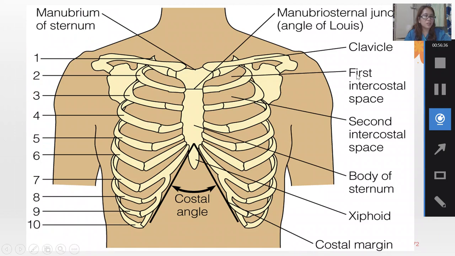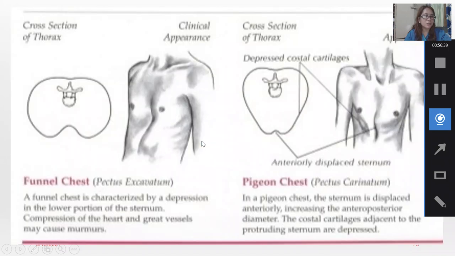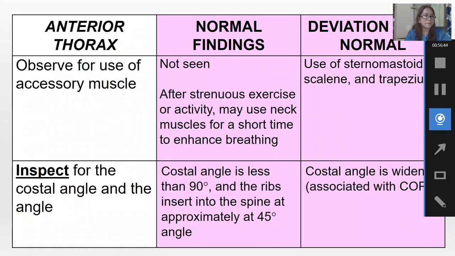So, binalik ko lang din ulit ito para alam nyo yung mga location. Okay, the funnel chest, the pigeon chest, and other examples lang yan. So, you have to observe for the use of accessory muscle. It should not be seen. Okay, or after a strenuous exercise or activity, they may use neck muscle for a short time to enhance breathing. Okay, so deviation kapag may use of sternomastoid or scalene and trapezius muscle. So, you have to inspect for the costal angle and the angle of Louis.